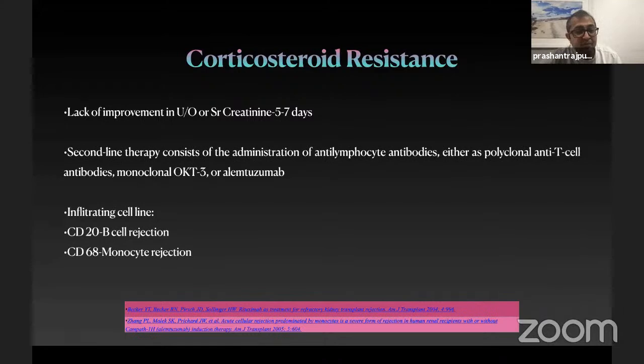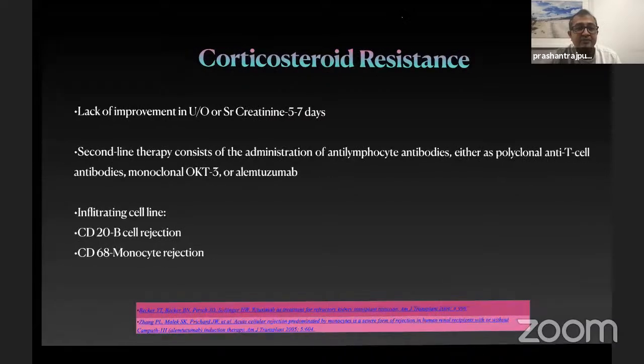The other important thing is you need to see what the infiltrating cell line is. We need to look for CD20, the B cell rejection, and sometimes CD68, which is a monocyte rejection, which has a poorer prognosis.